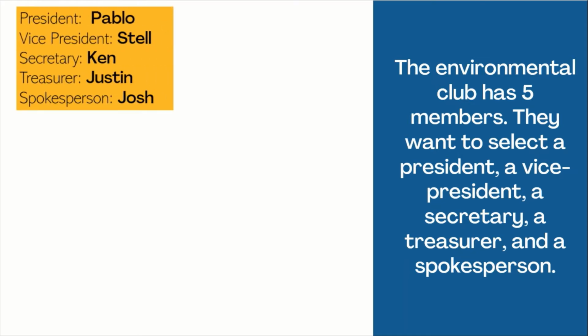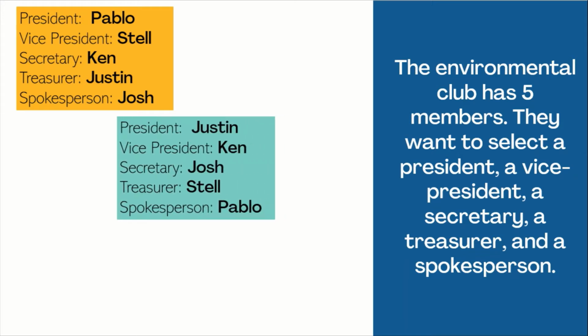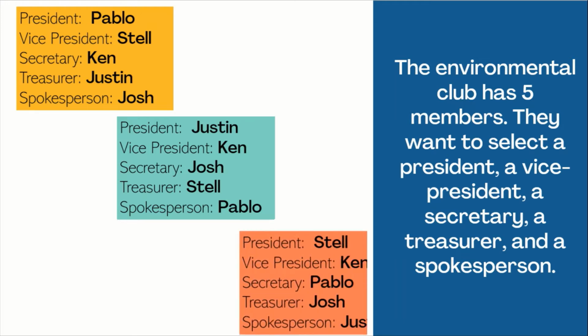The environmental club has 5 members. They want to select a president, a vice president, a secretary, a treasurer, and a spokesperson. So let's say we have the following members na naka-assign na as president, vice president, secretary, treasurer, and spokesperson. So kapag binago natin ang arrangement ng names into different positions, magbabago ang result. So magkaiba sila. Tulad din nito.